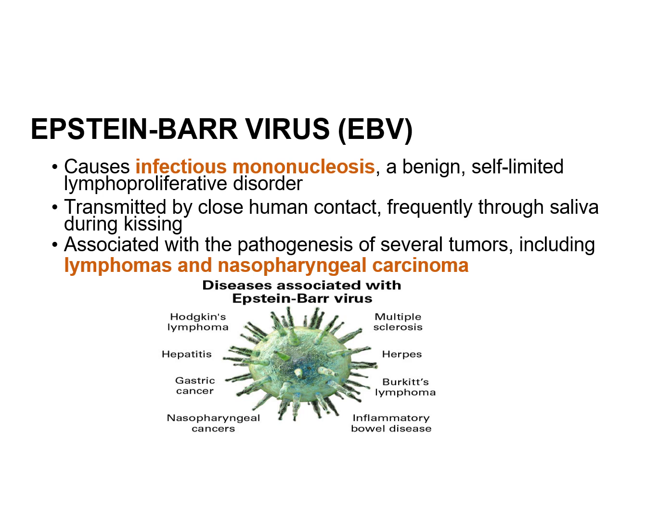It infects B lymphocytes, driving them into proliferation. And while the immune system usually keeps this under control, EBV is associated with several malignancies, including Hodgkin's lymphoma, Burkitt's lymphoma, and nasopharyngeal carcinoma.